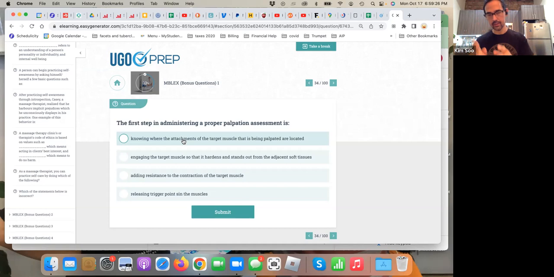So I'm going to ask you guys. I think the answer is C. Adding resistance to the contraction of the target muscle. Which do you guys think it is?